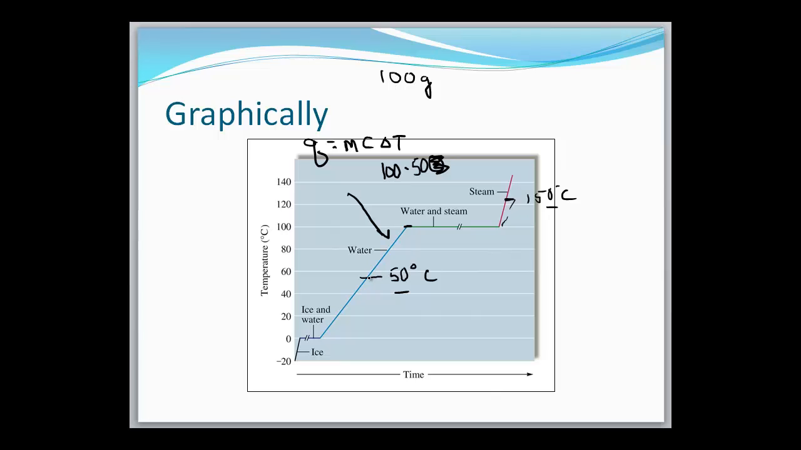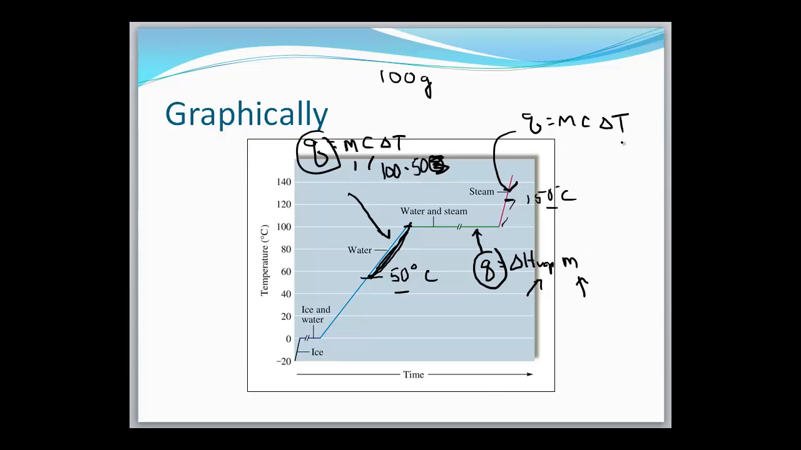In other words, there's 100 degrees, there's 50 degrees, so we're going to calculate how much energy it takes to go from 50 degrees to 100. We would put in our mass and our specific heat, and we would calculate Q. Then you would calculate Q is equal to delta H vaporization times the mass. So we would put our value for delta H there, our 100 grams there, and we would get a value for Q. And then we would calculate Q is equal to mc delta T for steam, and now it would be 150 minus 100.